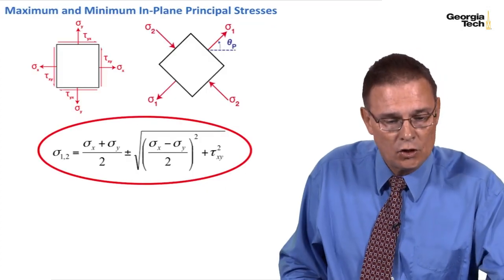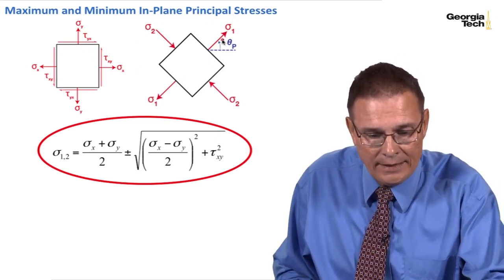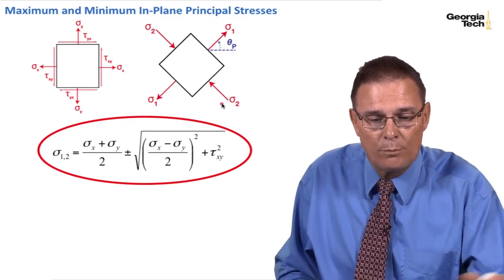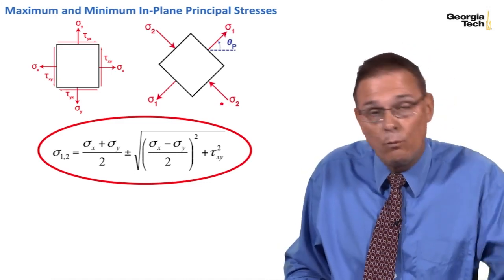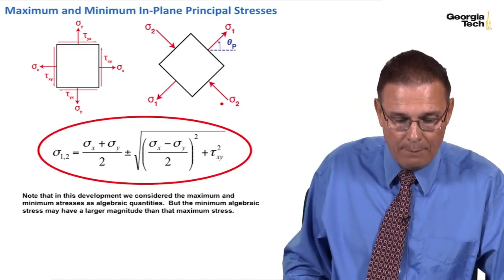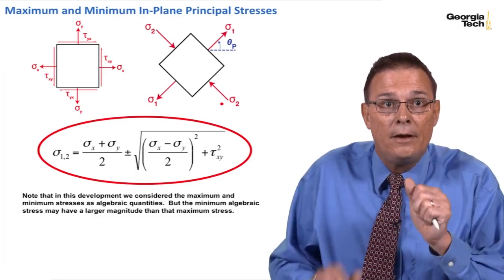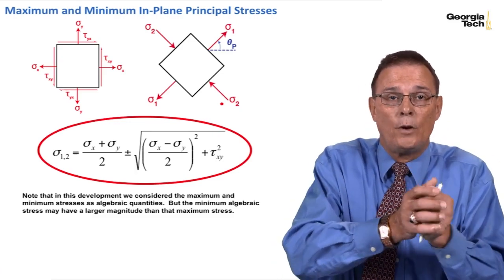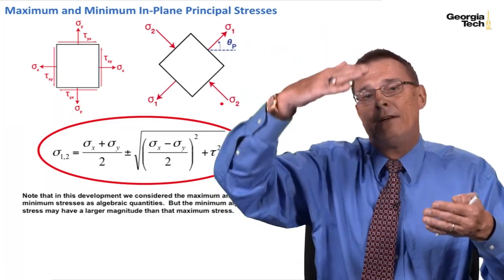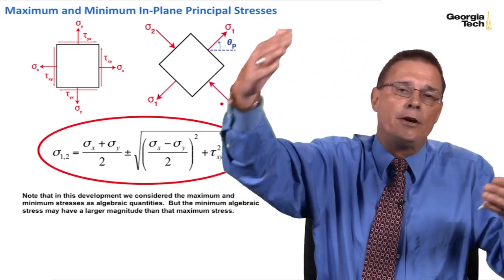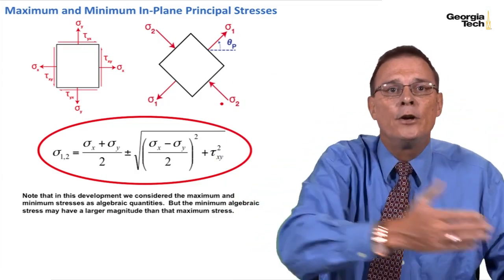Here it is again. At some angle theta, we rotate our block, and at that angle theta we end up with what are called principal stresses. I've shown they can be both positive, they could be both negative, or one could be positive and one negative. But you'll note in this development, I've considered max and mins to be algebraic quantities. So, as I said, they could both be positive. I might have plus 1,500 and plus 500, or I might have plus 800 and minus 200, or I might have minus 400 and minus 1,700.